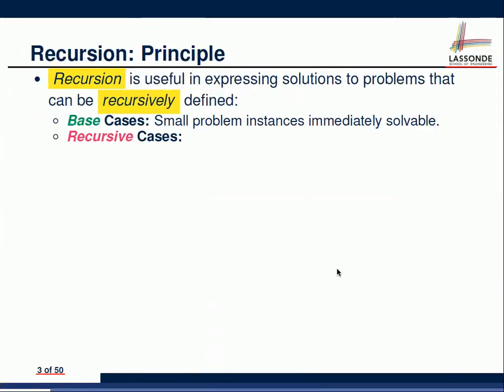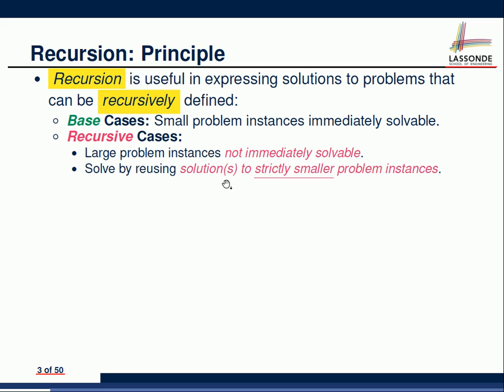And then, what about recursive cases? For recursive cases, you're assuming that you have some strictly smaller problems that you cannot solve right away. However, somebody else solved that for you. You can assume they exist. You don't have to solve it by yourself. For recursive cases, large problem instances are not immediately solvable. So what we do is solve by reusing the solution. And now, what I underline over here: strictly smaller. Strictly smaller is really important. If you simply try to solve the same problem twice, you're going to run into trouble. But I'll illustrate what I mean.